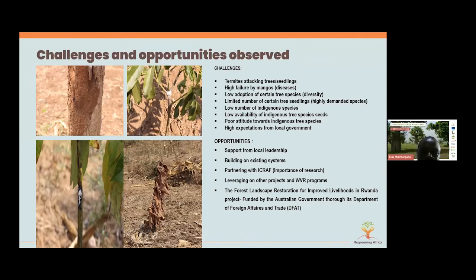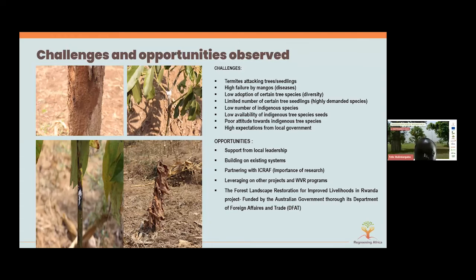And then there's high expectation from rural government. As opportunities, the project has been supported by local leadership. We work hand in hand with local government.